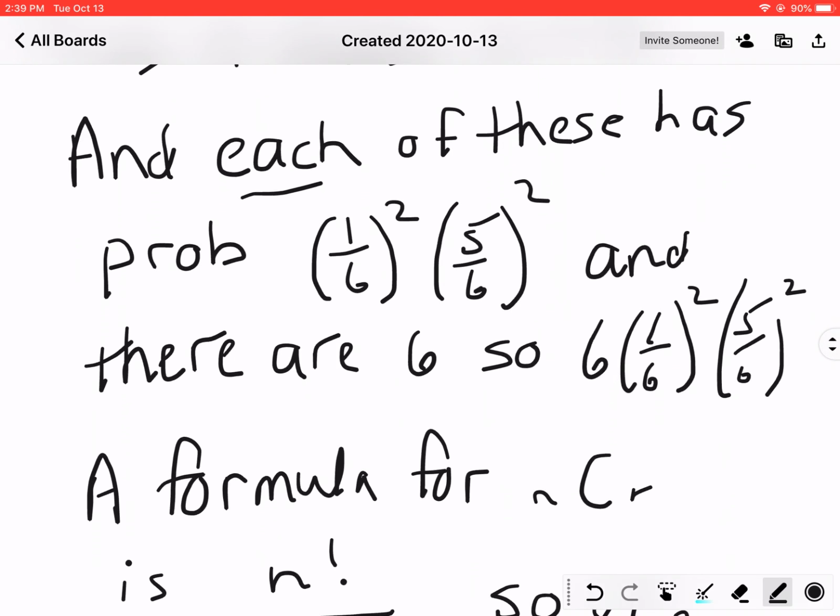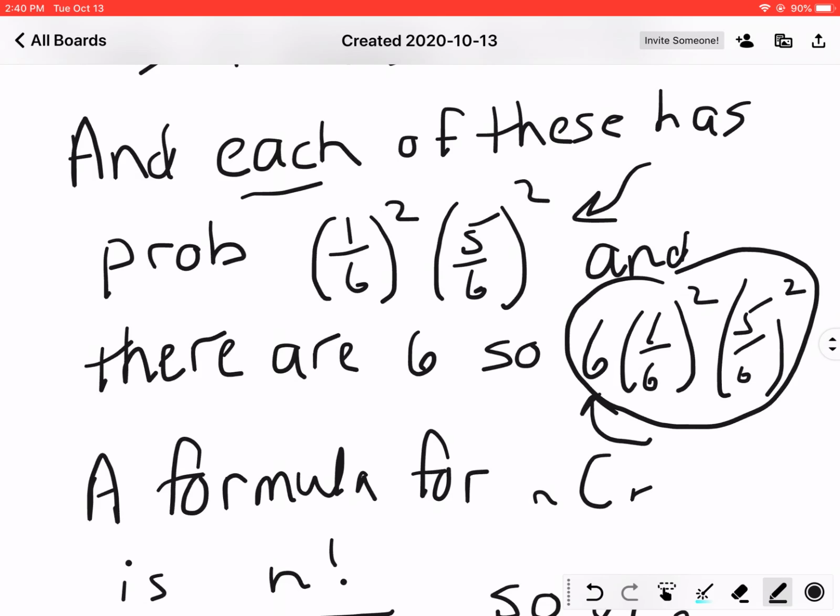So the answer to this would be that right there, because no matter how they're arranged, the 1/6 appears twice, and the 5/6 also appears twice, and it happens 6 times. So this right here is the probability of that happening, okay, of a 1 coming up exactly twice.